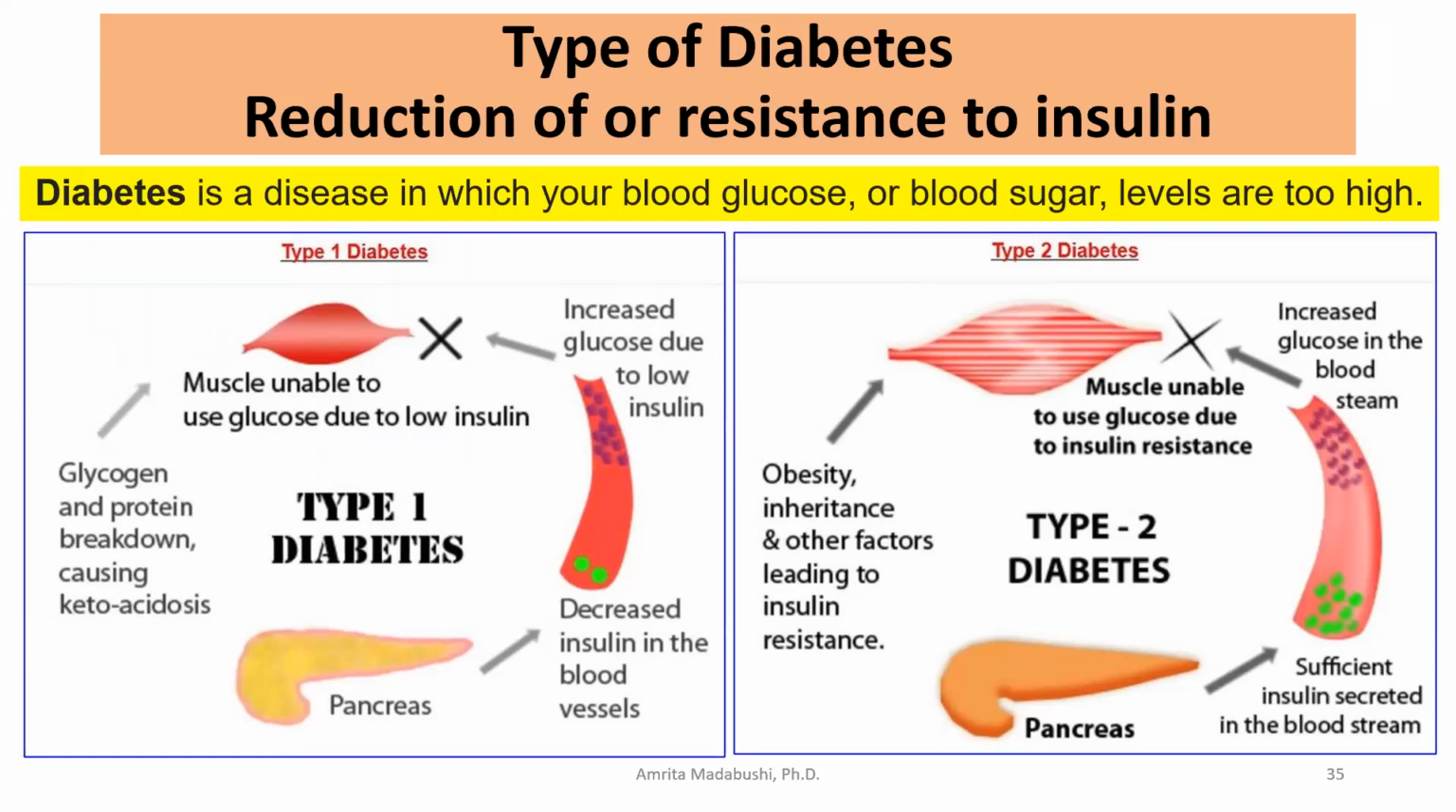Sorry about that. Okay, so type 2 diabetes, on the other hand, there is enough insulin, okay, but the utilization is not good. Muscle is not able to use glucose due to insulin resistance. So it's different from type 1, because it's not like there is less insulin, but it's not getting used because the cells are resistant to insulin. So that is the difference between these two, and of course it's linked directly to the hormone insulin.